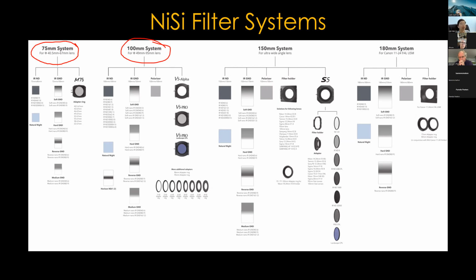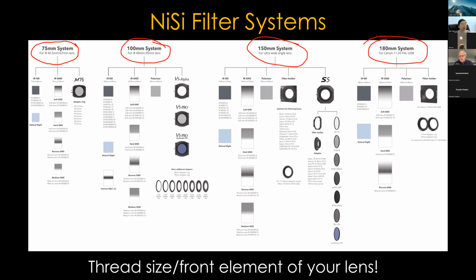However, if you're using an ultra wide angle lens like the Canon 11-24 or Nikon 14-24, this lens has a bulging front element. You cannot use a 100mm system. You cannot use the 75mm system. You have to use the bigger 150 or 180mm system. This one is very big in size. So when you are planning to buy filters, the thread size and the front element of your lens are your main concern.